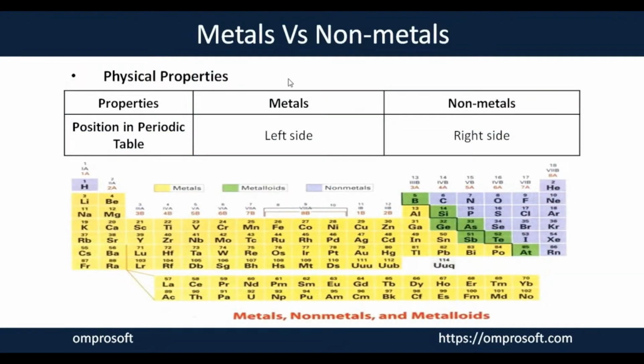First, we discuss the physical properties of metals and non-metals. The first physical property is position in the periodic table. You can see in this periodic table, all the metals, represented in yellow color, are at the left hand side, and all non-metals, represented in blue color, are at the right hand side. So this is one difference on the basis of position in the periodic table. Metals are present at the left hand side and non-metals, except hydrogen, are all present at the right hand side.